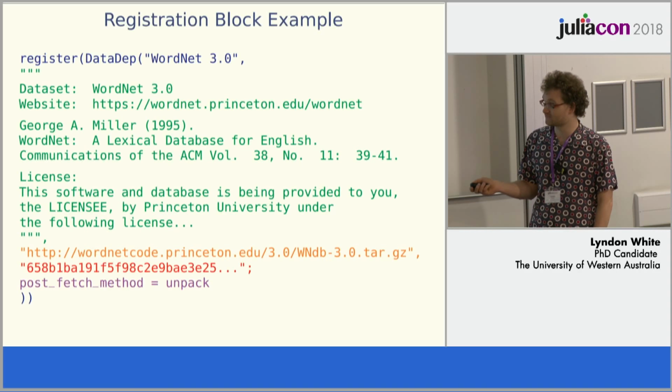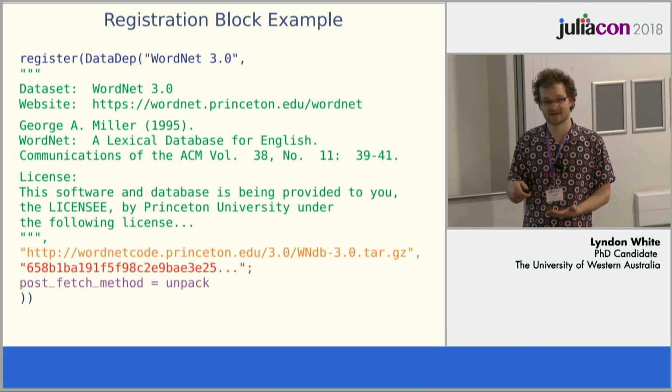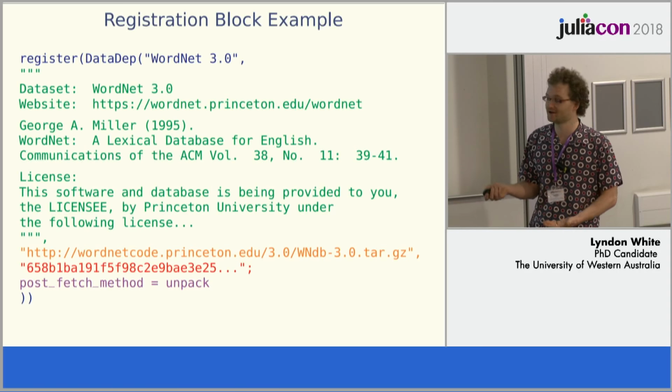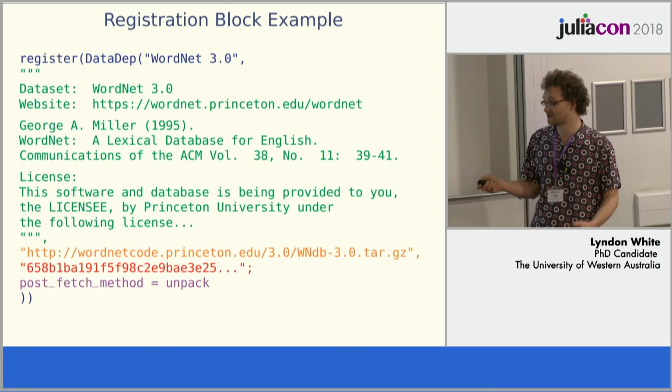This is the SHA-256. If you skip the SHA, then you'll get a warning message saying, please add this SHA to the file, so you can run it the first time, and then you'll get the result, so that next time you run it, you'll expect to get the same one. And we're saying that after we do it, we want to unpack that archive.